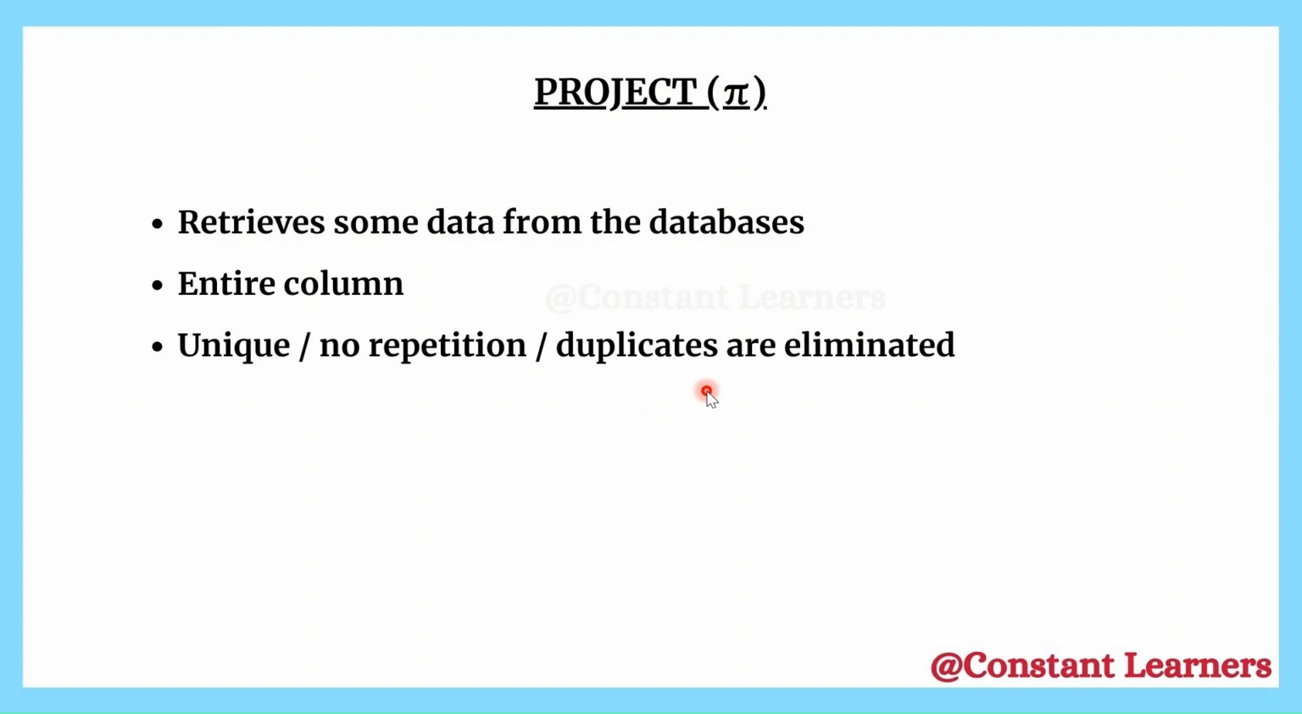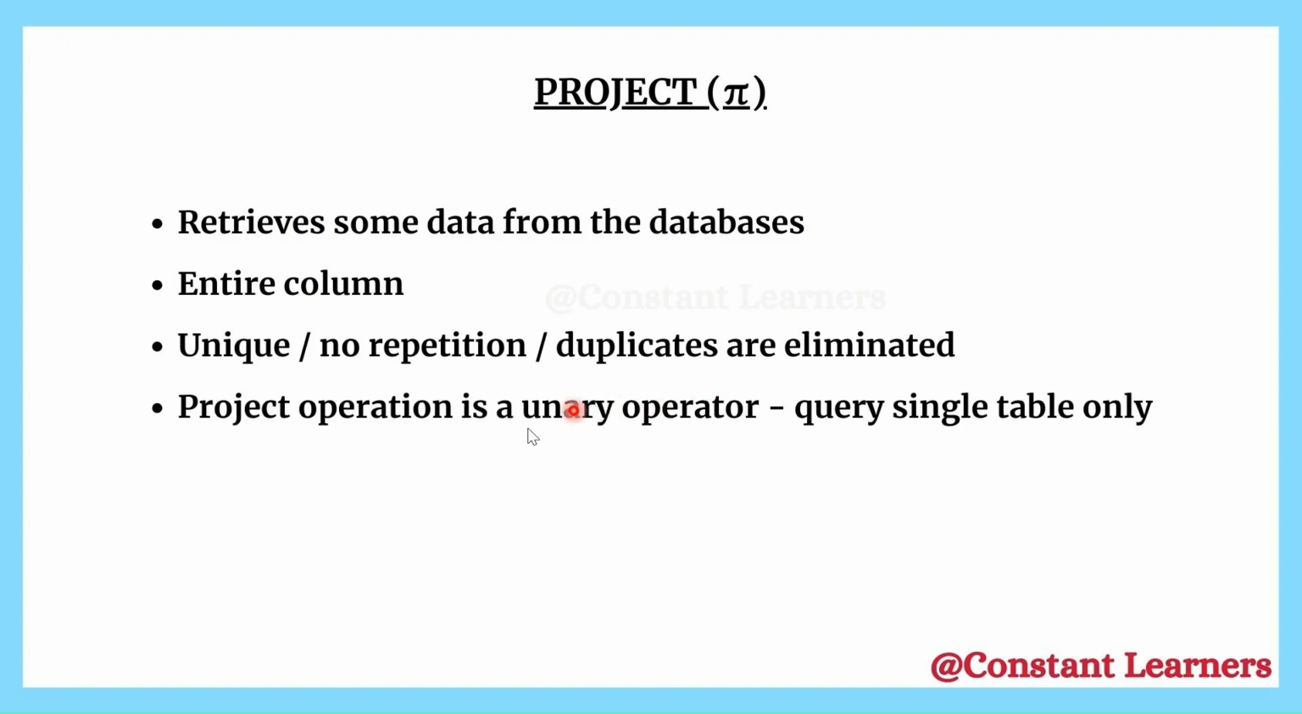So in the select operation, the output has all the columns but conditioned rows, and project gives the entire columns that we require, including all the rows but eliminating only the repetitive data. Now project operation is a unary operator. Unary operator means we can get the output from a single table only. That means we can query only a single table at a time, or a single relation.